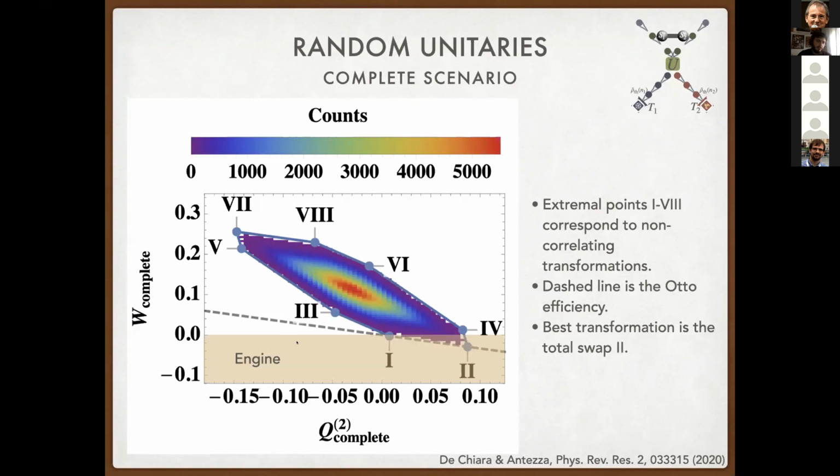And then this line here, maybe let me put this, the engine, just to tell you, corresponds to negative work. What you get above is a mixture of accelerator and in few cases a refrigerator. So the engine, which is what we are interested in, is in this shaded area. And the best point, which creates the smallest possible value of the work, so largest in absolute value, is again the total swap 2, which is again extremal in this plot.